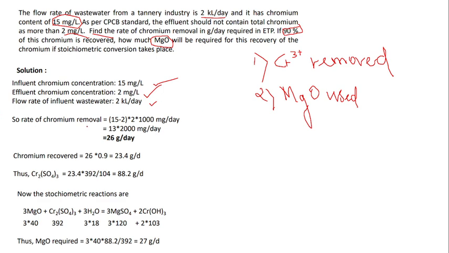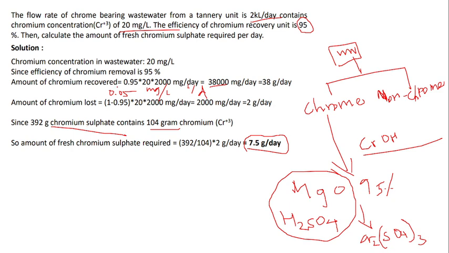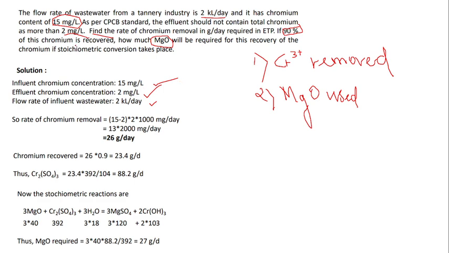Now, the rate of chromium removal, in a similar way, we have to calculate. It is 15 minus 2 mg per liter, which is the amount removed, into the flow rate of 2000 liter per day. That is the flow rate of the influent wastewater. So you will finally obtain the amount of chromium removed as 26 grams of chromium per day.